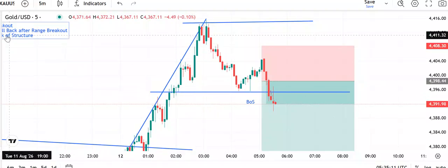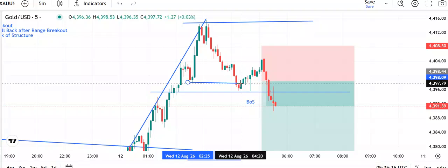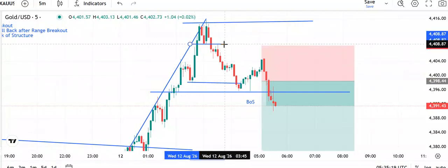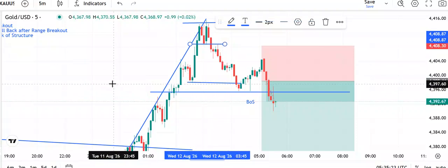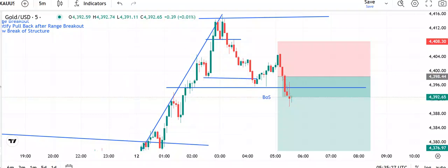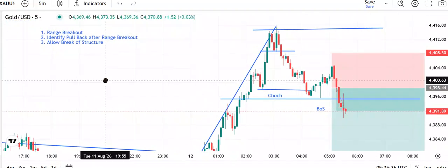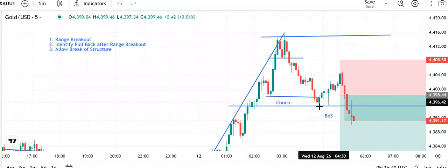Our change of character happened around here. We have one happening here, but this more prominent. Change of character. Okay. So allow break of structure. Break of structure has already occurred.